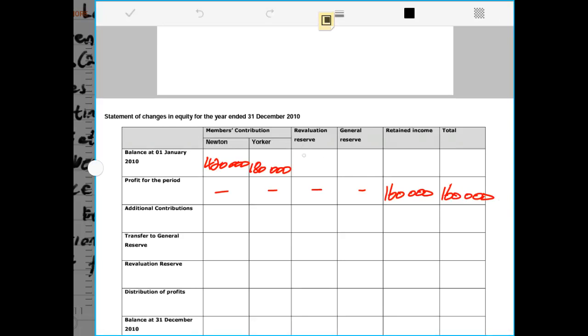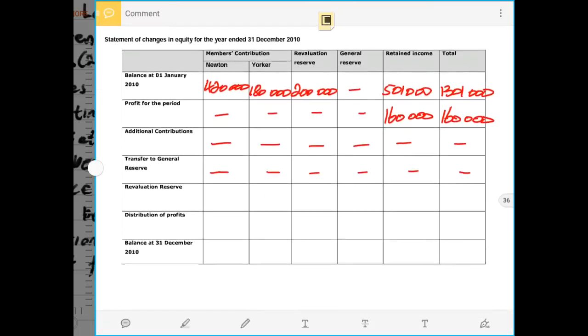Revaluation 200,000 rands. We don't have general reserve. Retained earnings is 501,000 rands. Then under total we have 1,301,000 rands. Then there was no additional members' contribution, and also there was no transfer to the general reserve. There was no adjustment that said that.